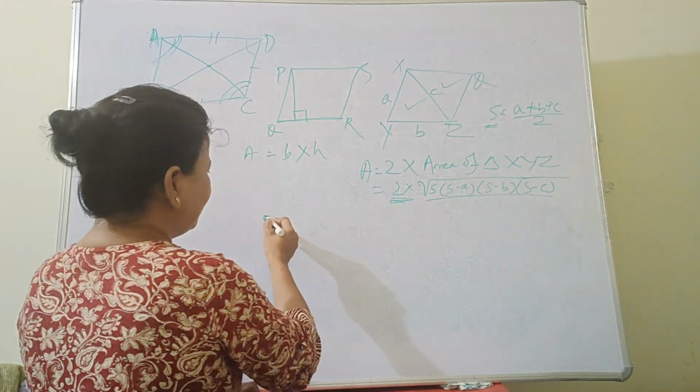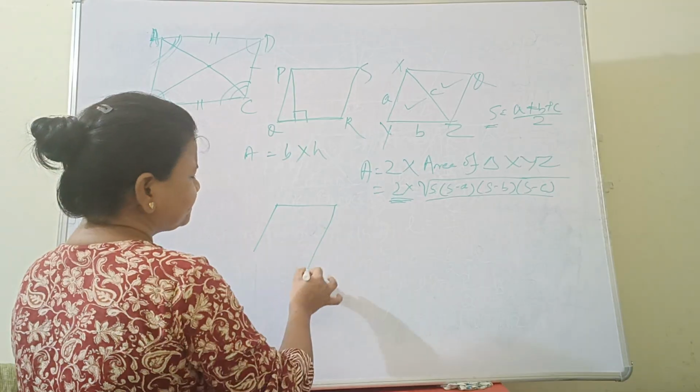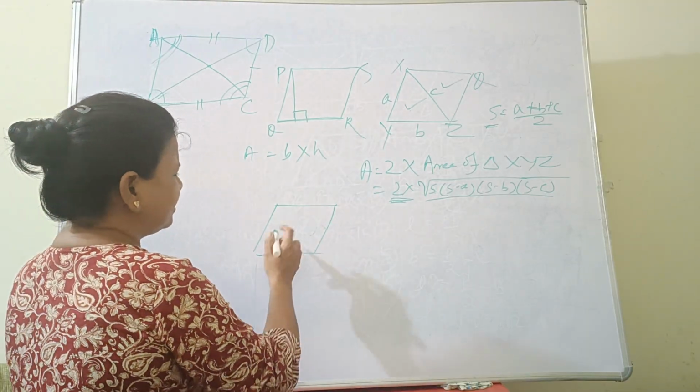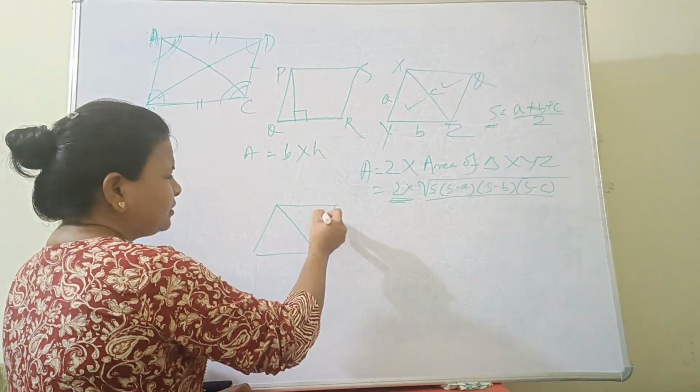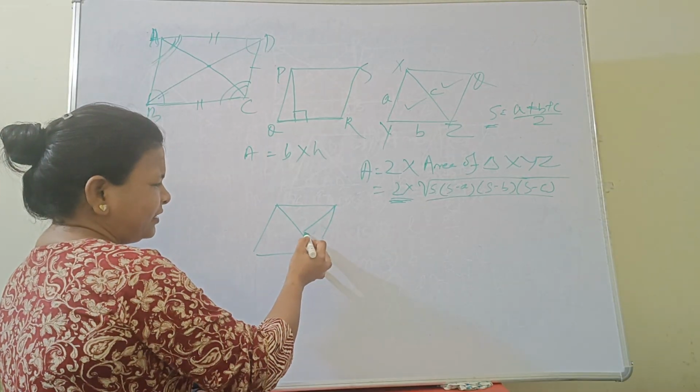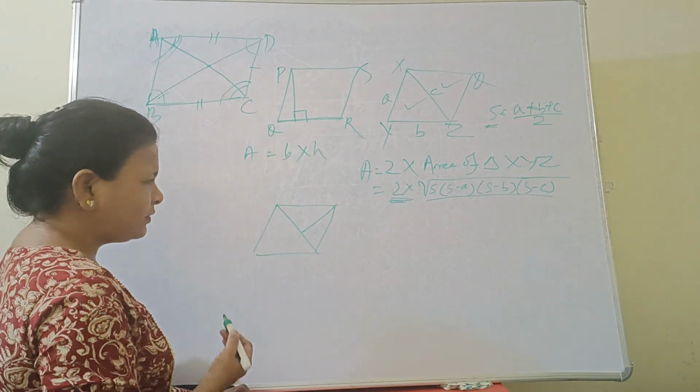Another case is there when a parallelogram is given and one diagonal and the perpendicular to the diagonal is given. In that case, how will you do?